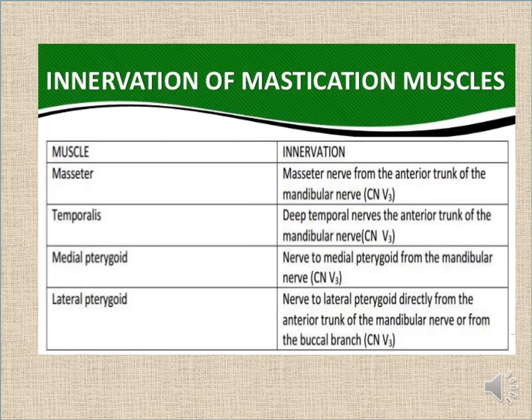The innervation of the muscles of mastication: the masseter muscle is innervated by the masseteric nerve from the anterior trunk of the mandibular nerve, the third division of the fifth cranial nerve. Temporalis is from the deep temporal nerve, from the anterior trunk of the mandibular division, the third division of the trigeminal nerve. Medial pterygoid is innervated by the nerve to the medial pterygoid from the mandibular division, the anterior division branch of the fifth cranial nerve. Lateral pterygoid, the nerve to lateral pterygoid, comes directly from the anterior trunk of the mandibular nerve or from the buccal branch of the trigeminal nerve, the fifth cranial nerve.